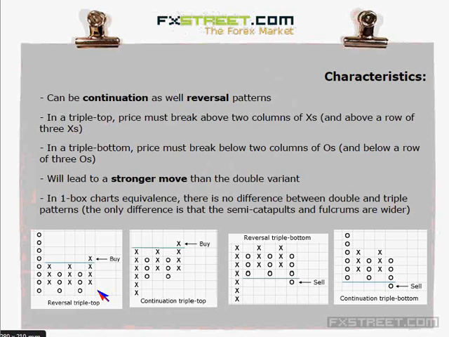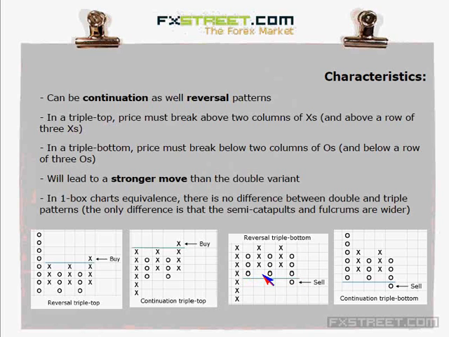And in a triple top, price, as I said, must break above 2 columns of X and above a row of 3 X's. Okay, there are 2 columns of X, but there is a row of 3 X's here. You see my cursor. And in the triple bottom, the same, price must break below the 2 previous columns of O's, and below a row of 3 O's. Okay, the rows are the horizontal.